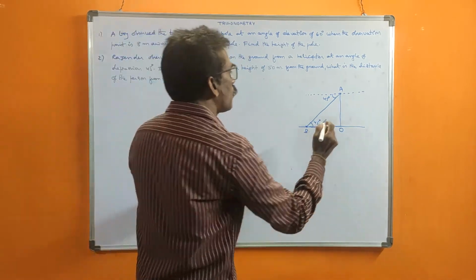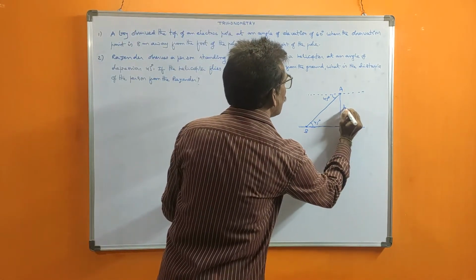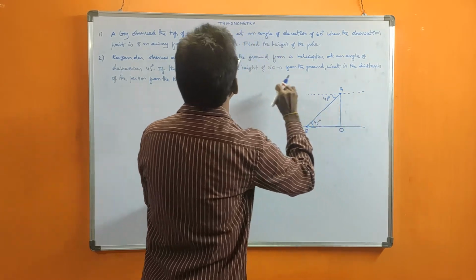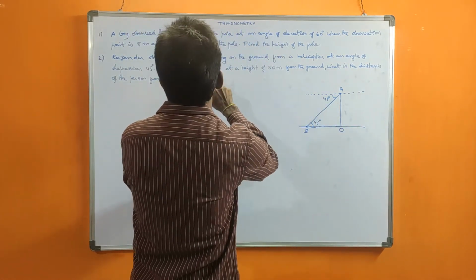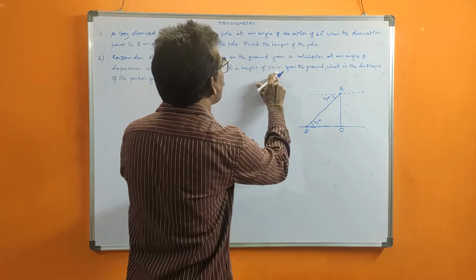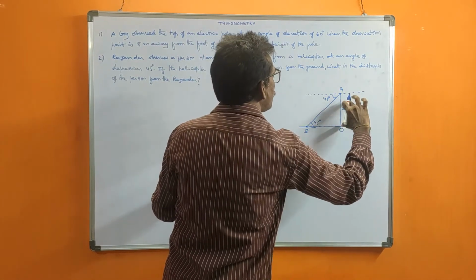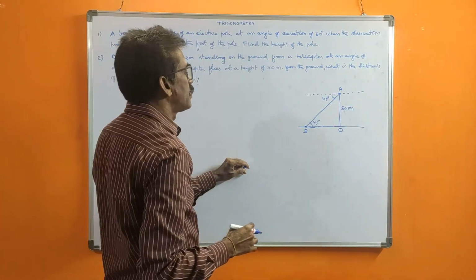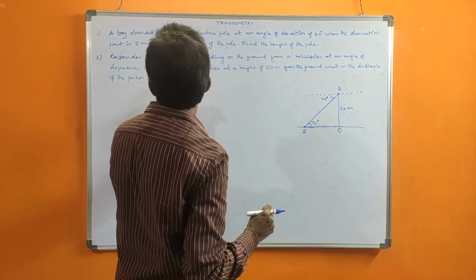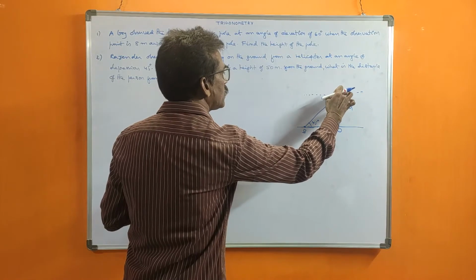So now this is the height of the helicopter. He gave that the helicopter flies at a height of 50 meters. It is flying at 50 meters height. That's why AB is given. What is he asking? From here he observed. This is the observing point.